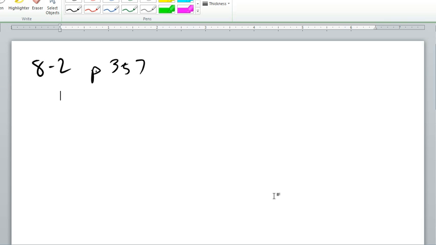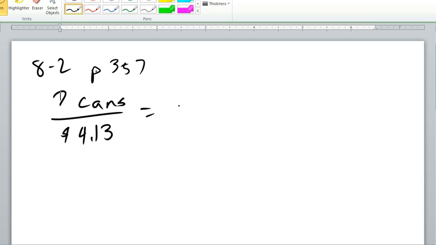Well, if you have a direct variation, a direct proportion here, when you go to set them up, you're going to have those two variables, the 7 cans for $4.13, directly above one another. So you're going to have 7 cans and $4.13. Okay? And you want to know how much 10 cans is going to cost. Now, the nice thing is these have to be equal to each other.